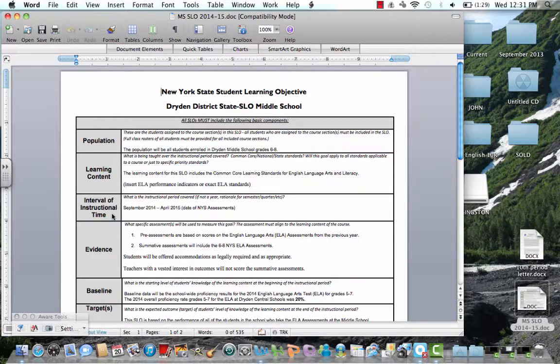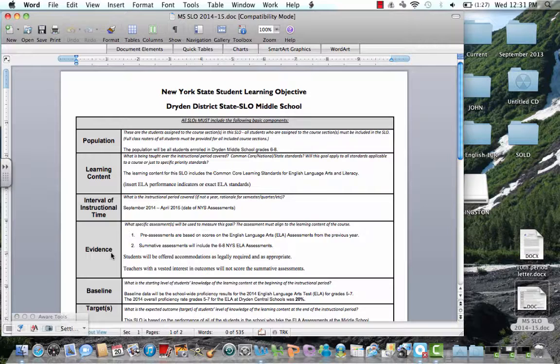The interval of instructional time is the course of the year, September 2014, the start of the school year, to April 2015, the date of the New York State assessments, and that's our summative assessment for that learning content in this population of students. The next box is evidence. What specific assessments do we use to measure this goal?